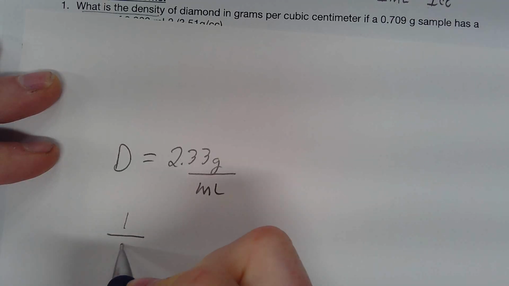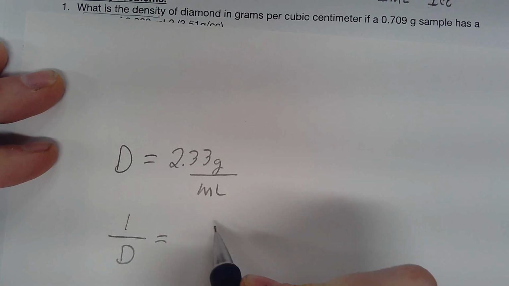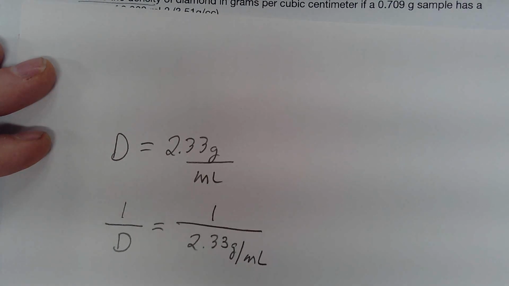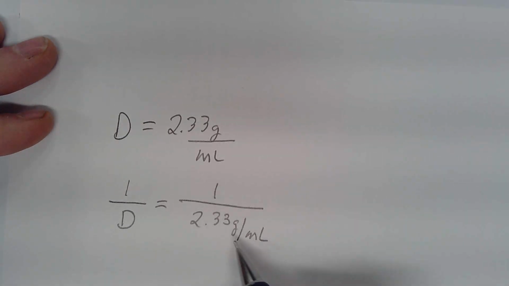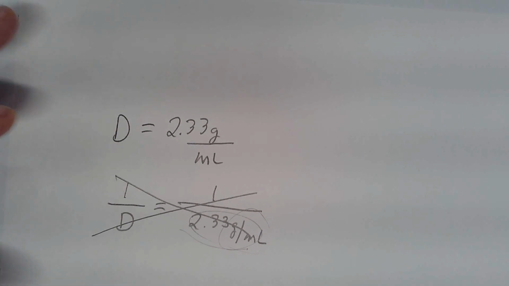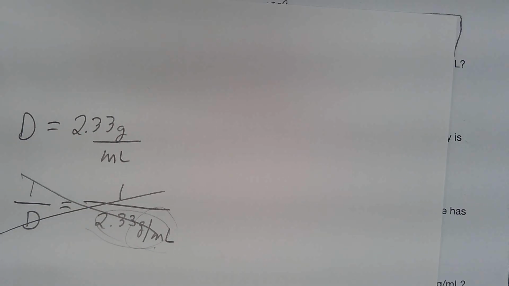The mistake that people make is, we have a density of 2.33 grams per milliliter, and if you want to take 1 over density, a lot of people would just say, well, 1 over 2.33 grams per milliliter. The problem with doing that is when that happens, you now have this fraction buried in the bottom of the fraction, and then nobody knows really what's going on there, and it's difficult for people to figure out. We're not going to write it this way. It's really close, but let's figure out what I'm going to do instead.